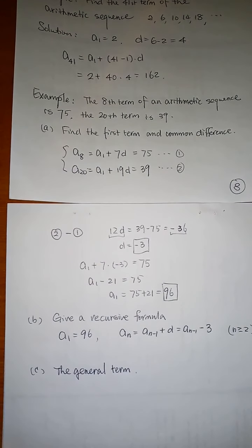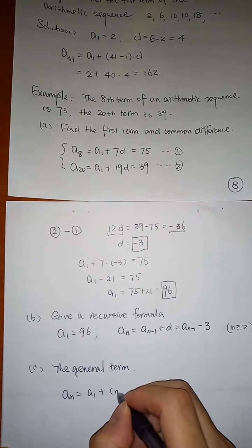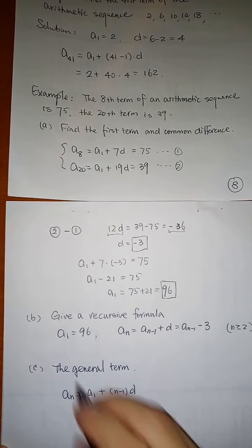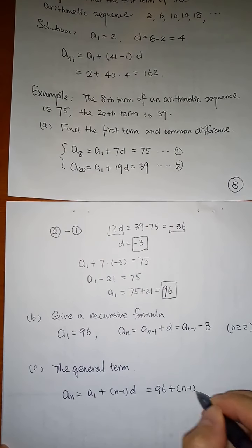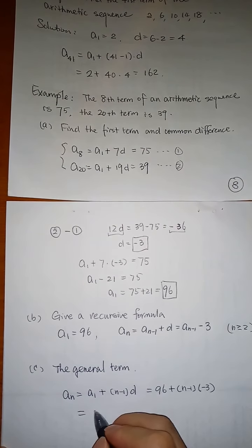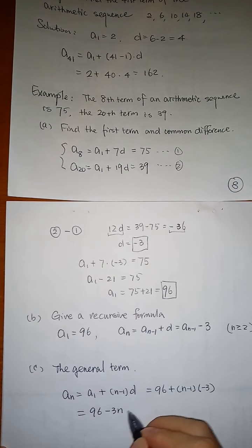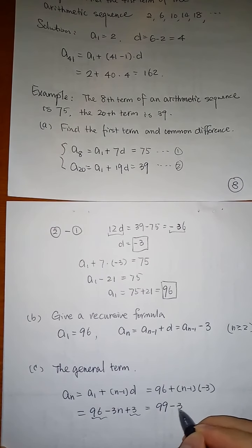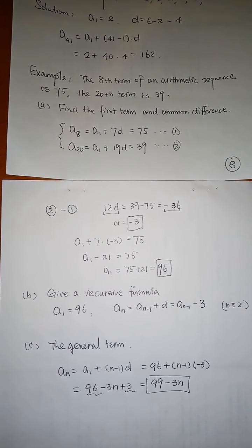Find the general term. What is the general term? An is A1 plus N minus 1 times D. A1 is 96, D is negative 3. Okay, so let's continue the computation. So 96, negative 3 times N, negative 3N. Negative 3 times negative 1 is plus 3. So 96 plus 3, 99 minus 3n. So the general term is 99 minus 3n.